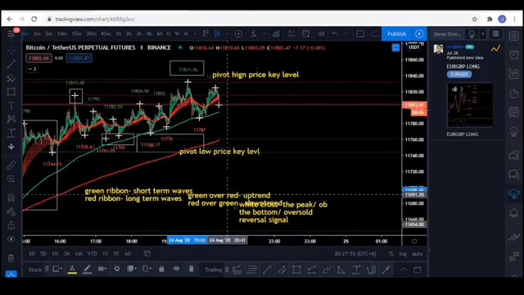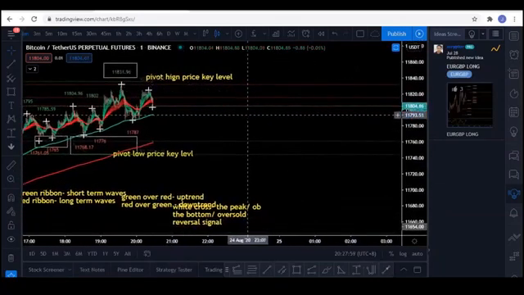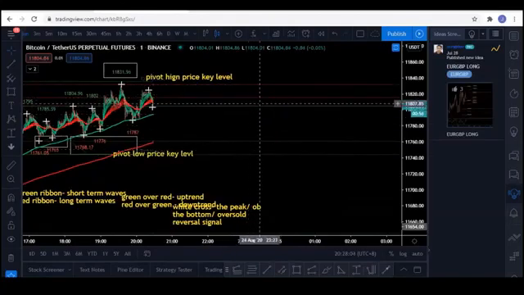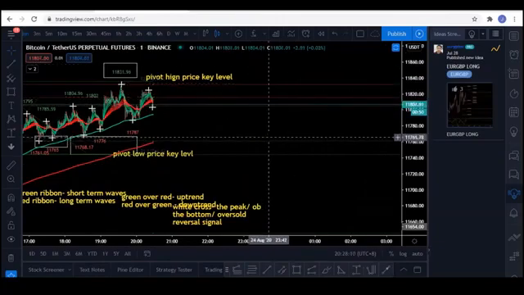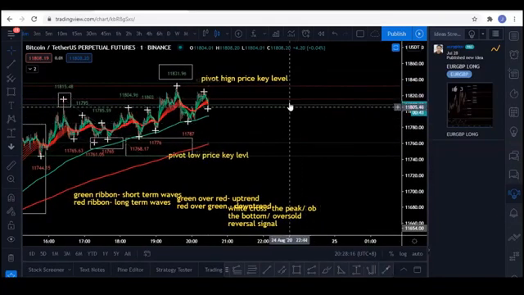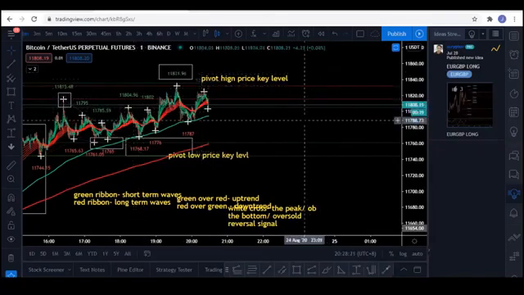Okay, this line, what are these? These are our auto support resistance. This is our auto support resistance plotter. This automatically plots in our chart. So we already have an indication of the possible support and resistance.